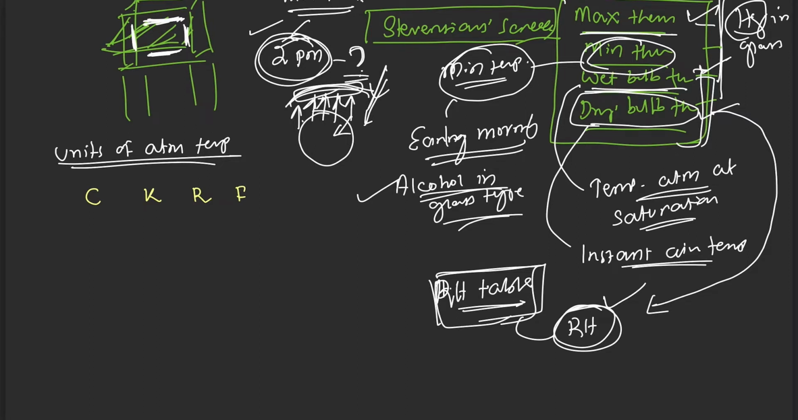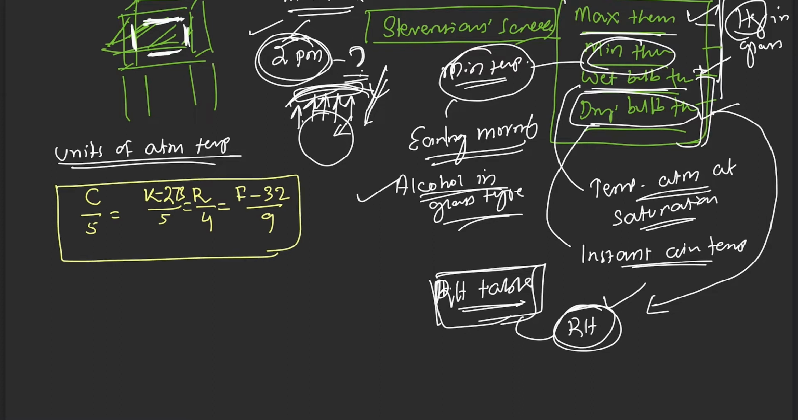So what is the relationship between these units? That is C by 5 is equal to K minus 273 by 5 is equal to R by 4 is equal to F minus 32 by 9. So if you want to convert from one unit of temperature to another, then you must remember this formula. So this is about how to measure atmospheric temperature and what the units are, okay?